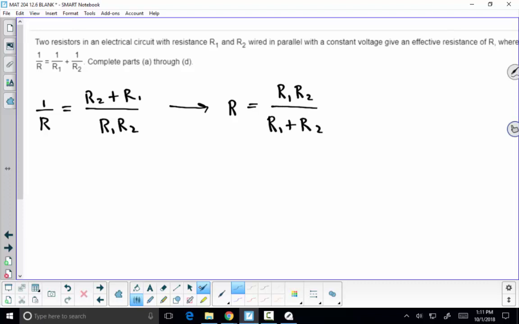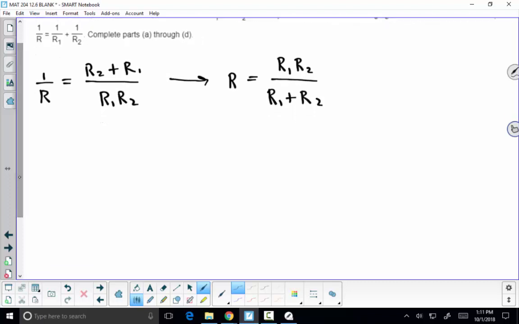So now we have R written as a function of R1 and R2. And once R is written as a function of R1 and R2, then we can partially differentiate it with respect to either one. So we could write it this way, or we could write it this way. Doesn't matter. So R sub R1 or partial R with respect to R1.